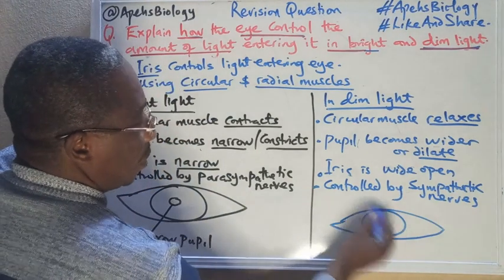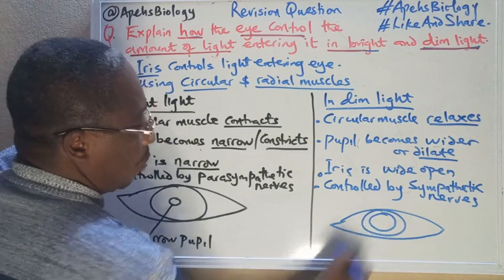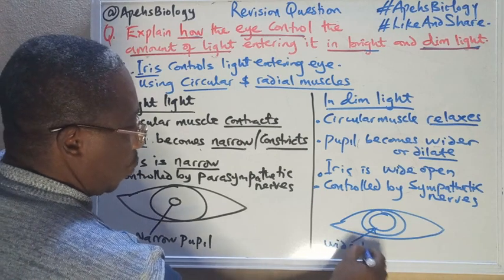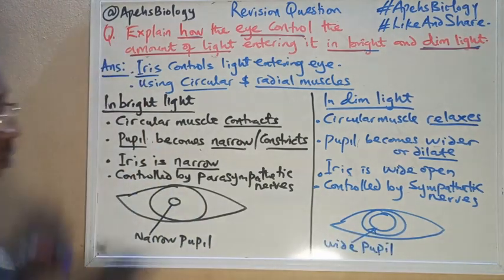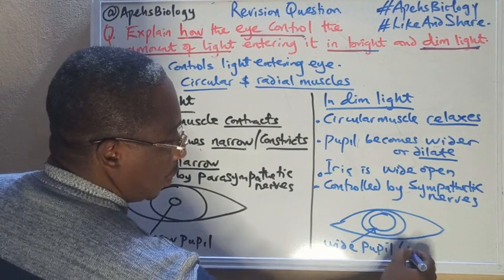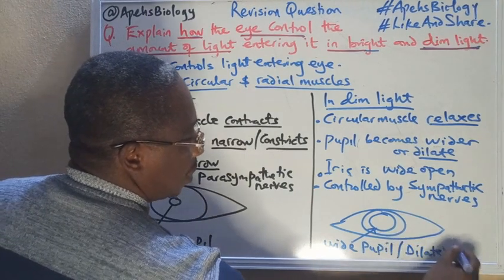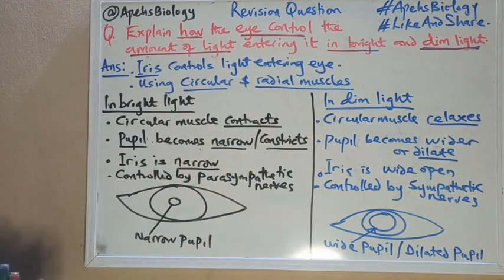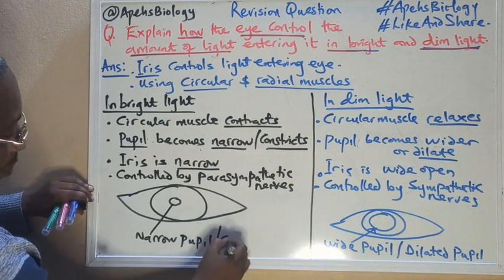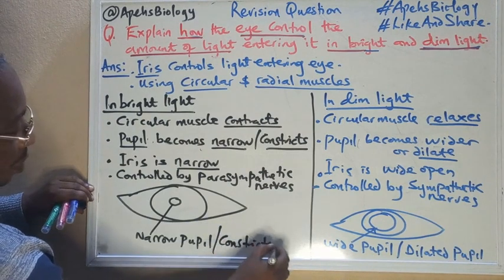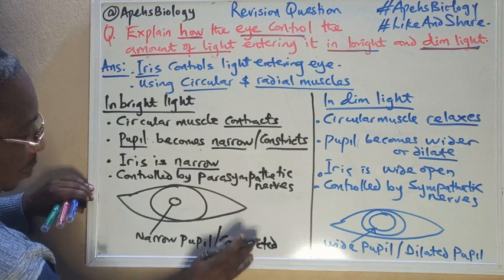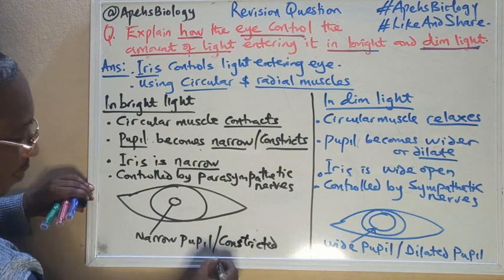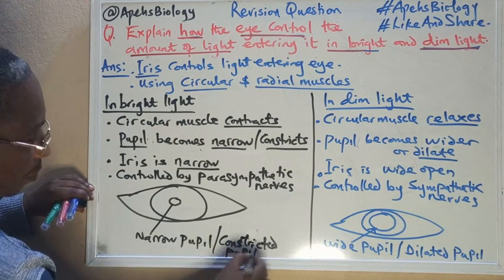This is our eye. Because it's in dim light, you now have a wider pupil. So here we now say you have wide pupil. And for simplicity, this is what is called dilated pupil. Dilated pupil, you need to see well at night. While here that the pupil is narrow, you can say constricted pupil. Sorry for the size of the board.